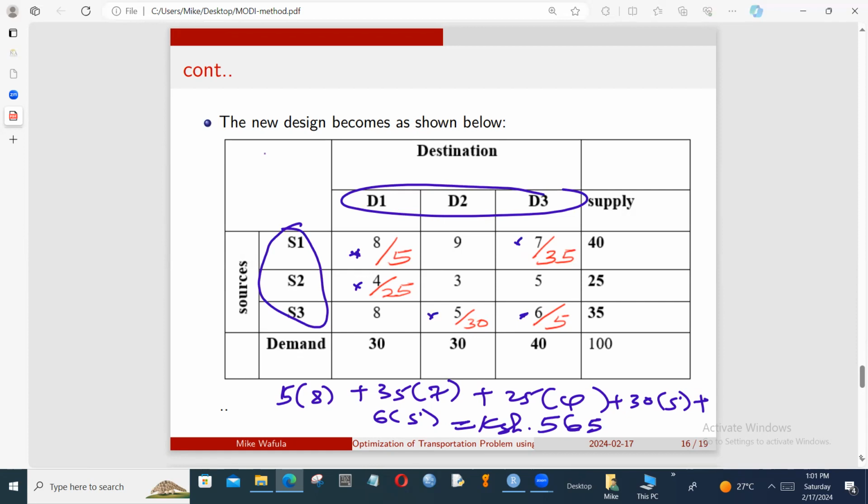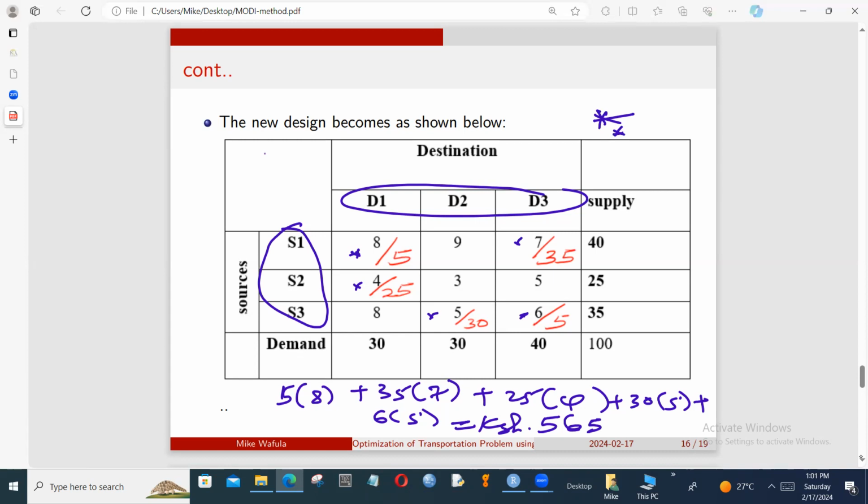Now, this is an iteration process. You don't want to stop here. You want to check whether 565 is actually the most optimal or the least amount possible. You want just to be sure. Can I reduce this further? Is there a way I can spend slightly less than this and still ferry all the goods from their sources and meet the demands of the destinations? So you need to check whether this new design or new allocation is still optimal.